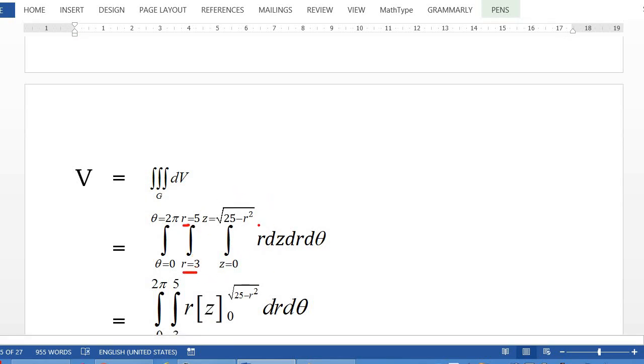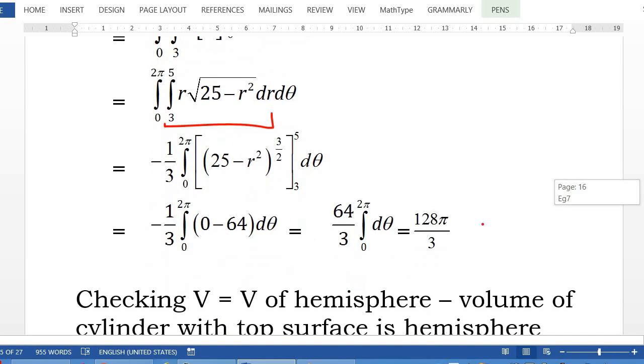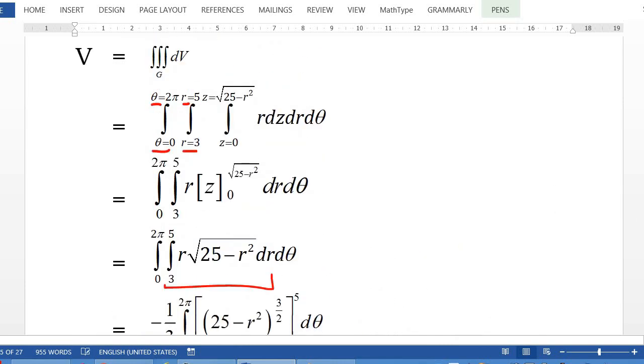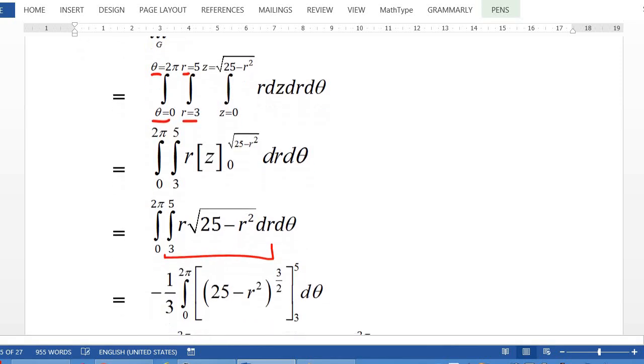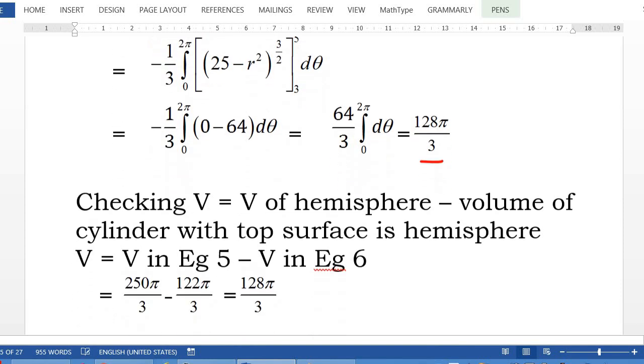The limit for z is still the same because it still has the same hemisphere. The limit for theta is still the same because it is still a full circle. So the limit for r now changes to 3 to 5. In example 5, the limit for r is 0 to 5. In example 6, the limit for r is 0 to 3. So with the same integral, you do it, and everything is the same, only changing the limit to 3 to 5, you get 128 over 3.